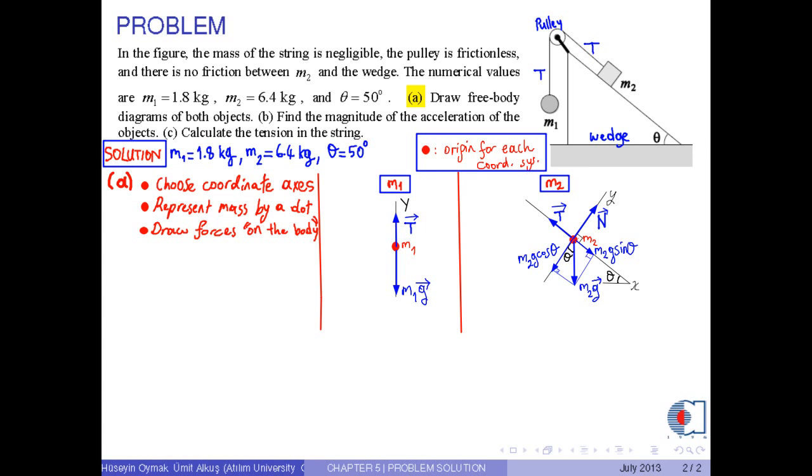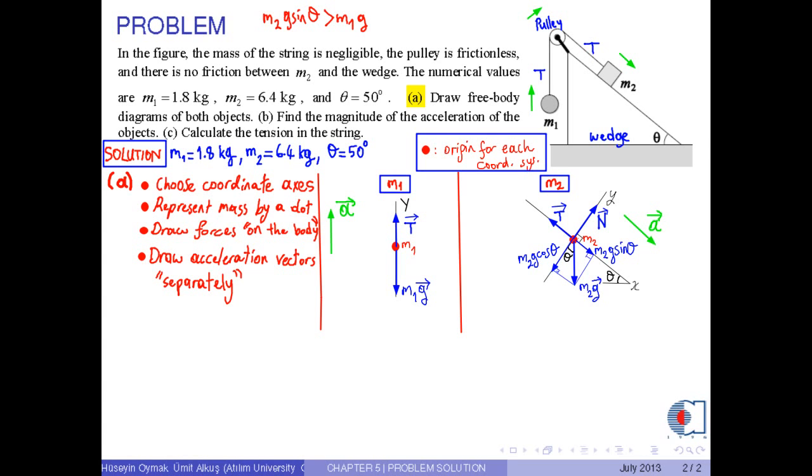As the last step to draw the free body diagram, draw acceleration vectors separately. Here, if you calculate, m2 times g times sin theta is greater than m1 times g. Therefore, the motion is like this. However, if you cannot guess the direction of motion, just choose an arbitrary direction. After solving the equations of motion, if you find negative acceleration, then you will decide that your previous choice of the direction of the acceleration was wrong. Then, just change its direction.